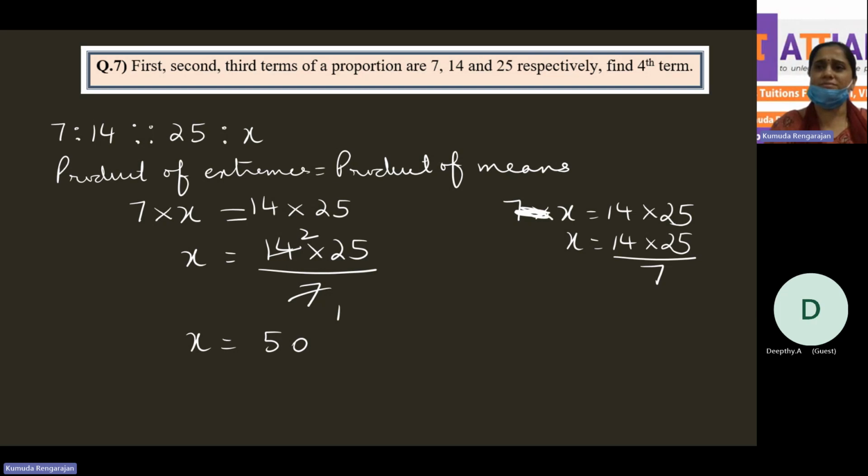No, no, no. You will have only 4 terms, because we'll be comparing only 2 ratios at a time. We'll be equating only 2 ratios at a time.